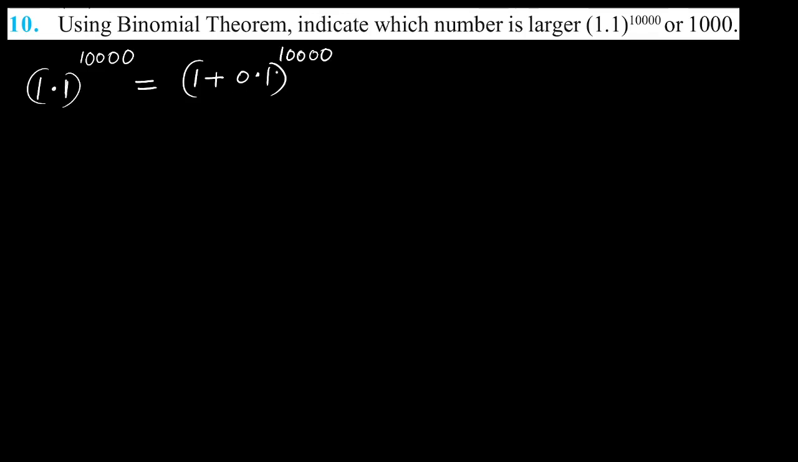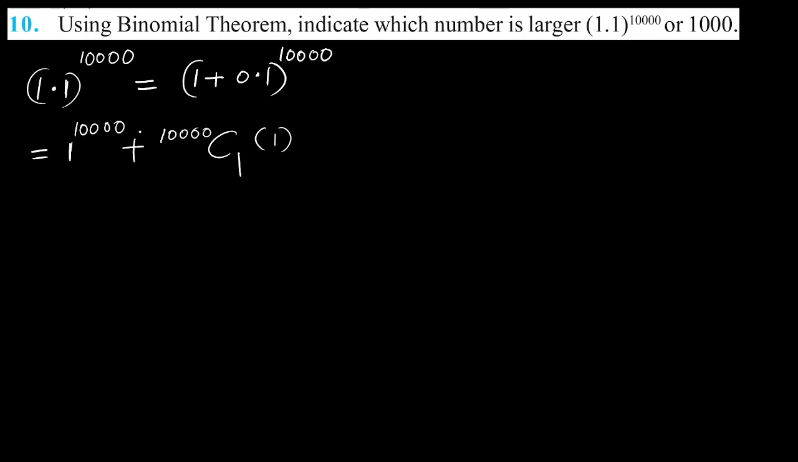We can use the expansion of a plus b raised to n. The first term will be 1 raised to 10,000, that is a raised to n. Then nC1, nC2 like that. nC1 will be 10,000 C1. The power of 1 will be reduced by 1. 1 raised to something is 1, you need not write it.